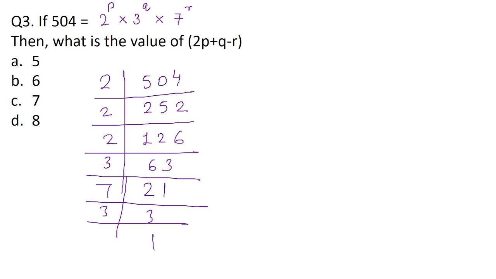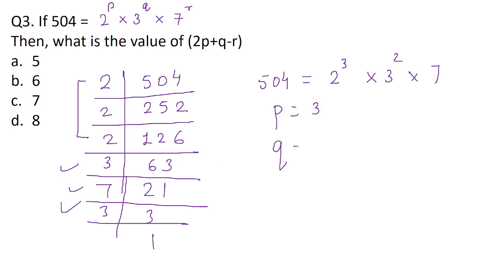So everything is correct till now. I had just taken one pause to check whether everything that I have written is correct or not. Yes, it is correct. Now look here. By the prime factorization method, 504 is 2 cube into 3 square into 7. Look here, 2 is 3 times, 3 is 2 times, and 7 is only 1 time. So the value of p will be equal to 3, the value of q will be equal to 2, and the value of r is equal to 1.